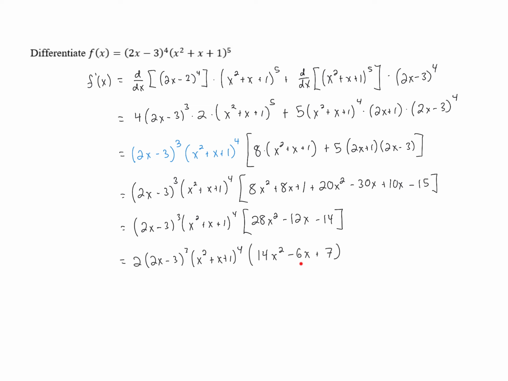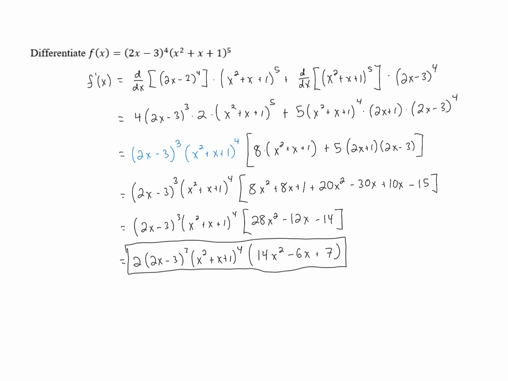Now, you could try and use the AC method to factor this. You could even use the quadratic formula if you wanted to get an idea of what the factors might be, but in the end, this does not factor nicely. I think we require complex numbers there. So this is as broken down as we can get it, and that final derivative is going to be 2 times 2x minus 3 cubed times x squared plus x plus 1 to the 4th times 14x squared minus 6x plus 7.